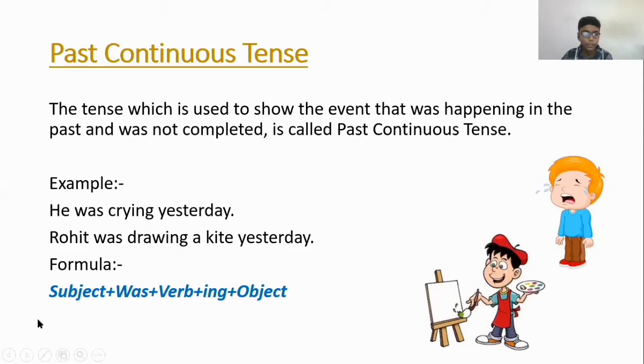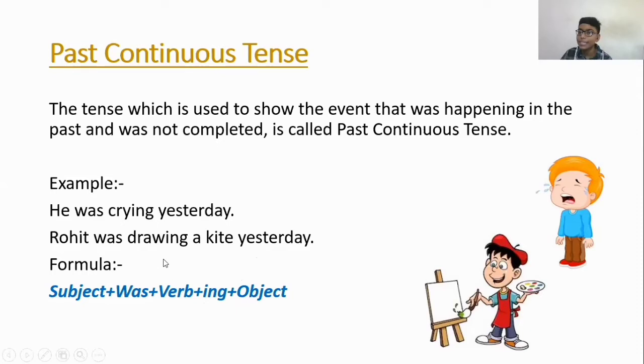So now let's look at my cursor. Subject. He and Rohit are the subjects. Was. So here we are using was. If there was any plural subject, then we would be using were. Verb. Remember, we are not using the second degree of the verb, because if we are using past continuous tense, we will not use any second degree or third degree of the verb, but we will be using the first degree of the verb. Verb plus ing.